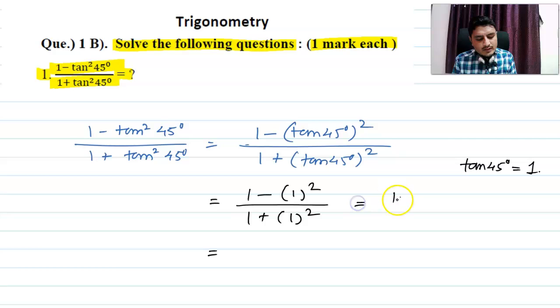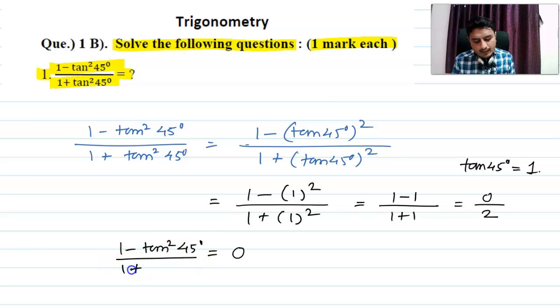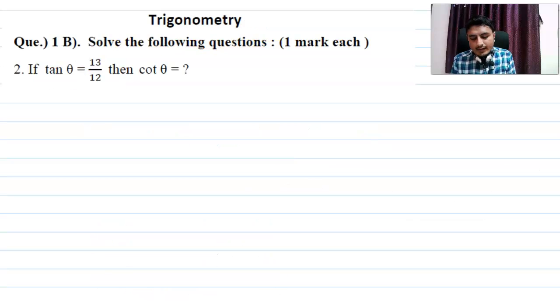Now we well know 1 square is 1, so we are getting 1 minus 1 divided by 1 plus 1. 1 minus 1 is 0, 1 plus 1 is 2, 0 divided by anything is 0. That means 0 divided by 2, here we have a 0. So the value of 1 minus tan square of 45 degrees divided by 1 plus tan square of 45 degrees is equal to 0. Look at the second question.